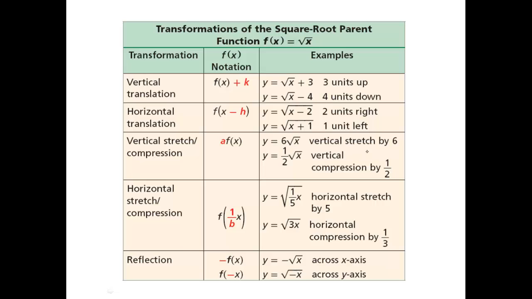Bigger than 1 gives you a stretch. Smaller than 1 gives you a compression. Then remember with horizontal, it's the reciprocal. So notice the difference between vertical and horizontal. Vertical, the number is outside. Horizontal, the number is inside. So this would be a stretch by 5, because that's the reciprocal. This would be a compression by 1/3, because that would be the reciprocal.